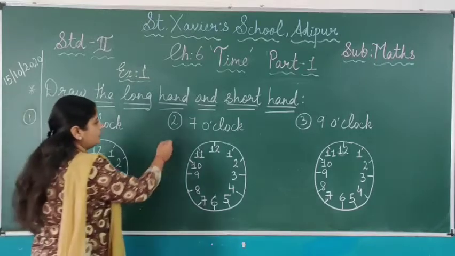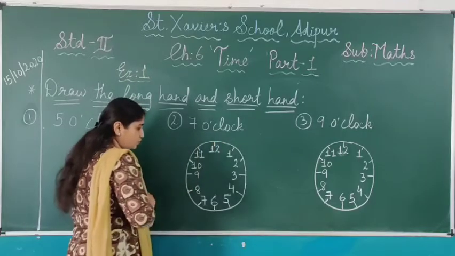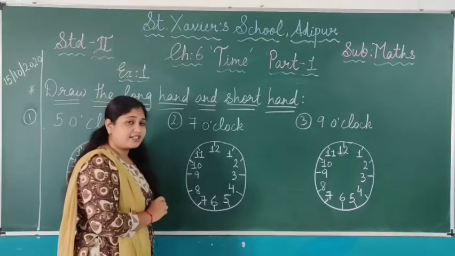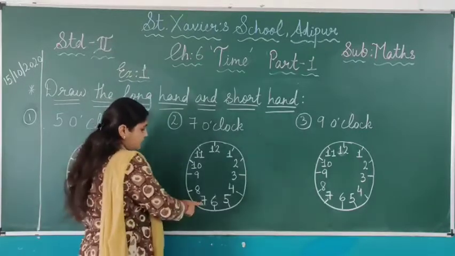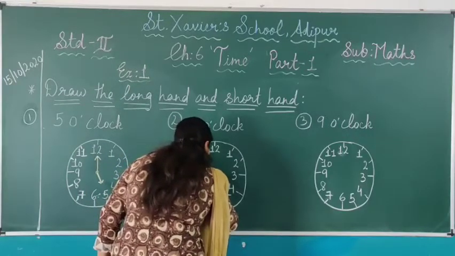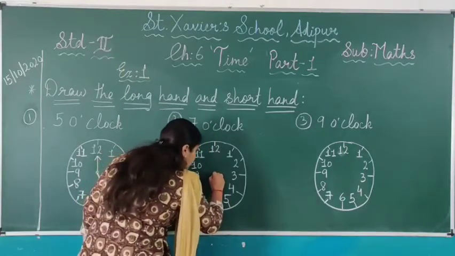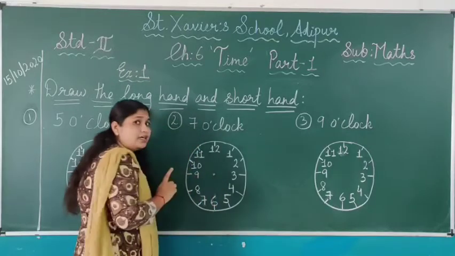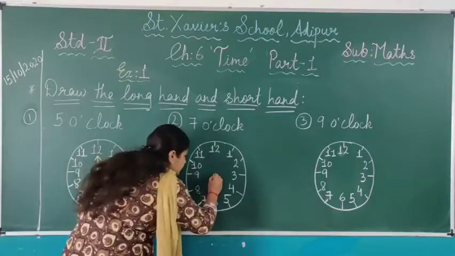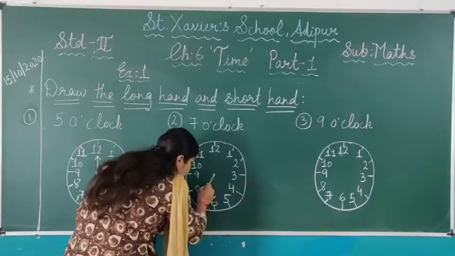नाउ द सेकेंड वन, सेकेंड वन इज 7 o'clock. How much? 7 o'clock. So students, क्या होगा, छोटी सुई कौन सी तरफ आएगी? शॉर्ट हैंड किसकी तरफ जाएगी? यस, 7 की तरफ. ओके, सो इन द मिडल यू हैव टू ड्रॉ अ डॉट, राइट. देन सबसे पहले हम शॉर्ट हैंड बनाएंगे एंड लॉन्ग हैंड बनाएंगे. सो द शॉर्ट हैंड विल मूव टुवर्ड्स द 7 o'clock, 7 o'clock की तरफ जाएगी, राइट.